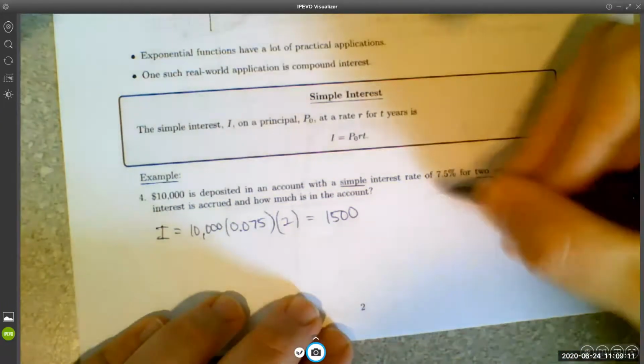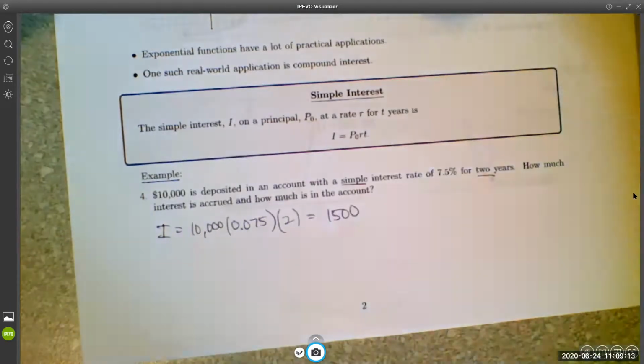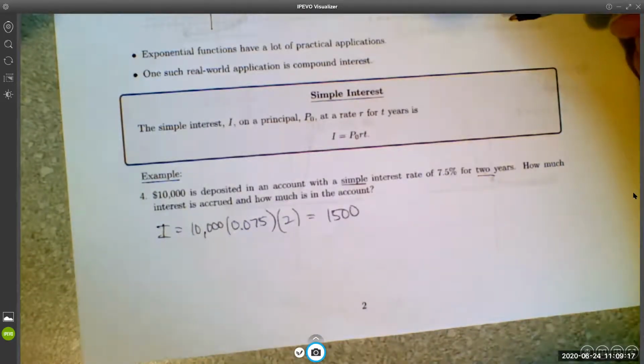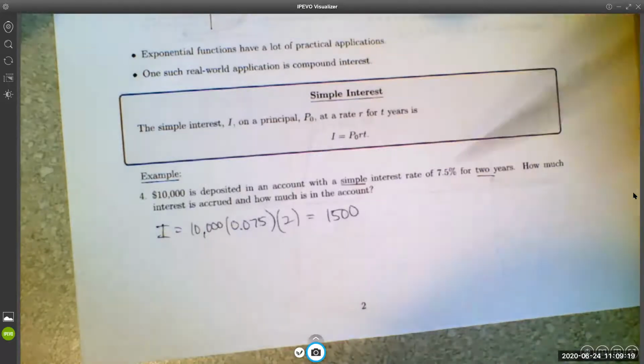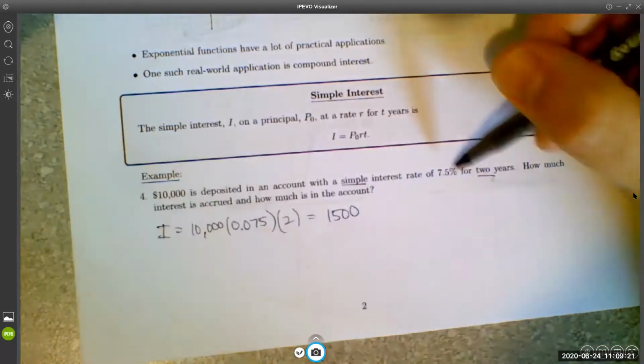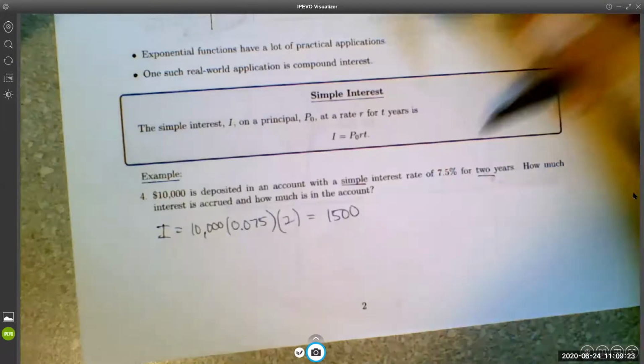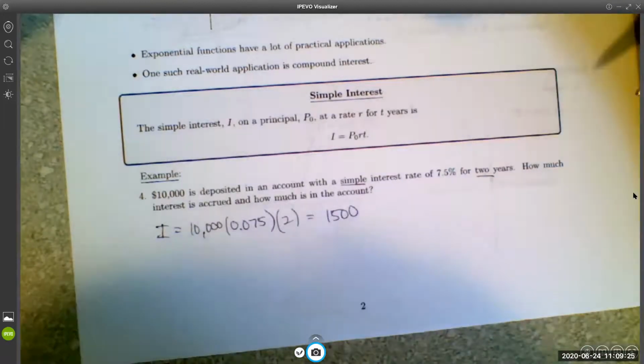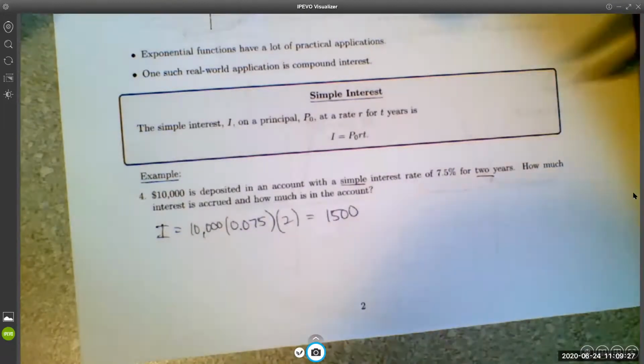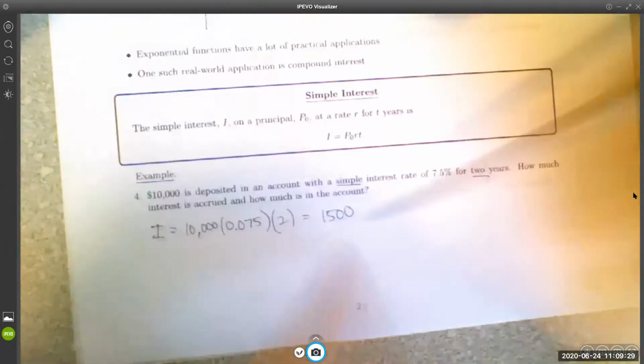7.5 is a really good interest rate. Well, it's a good interest rate if you're trying to make money. If you're trying to pay off a loan or something, then that's bad news. Although credit card interest rates are crazy. They're way more than that. Well, that's not quite true. Anyway, but that's the interest that's accrued.